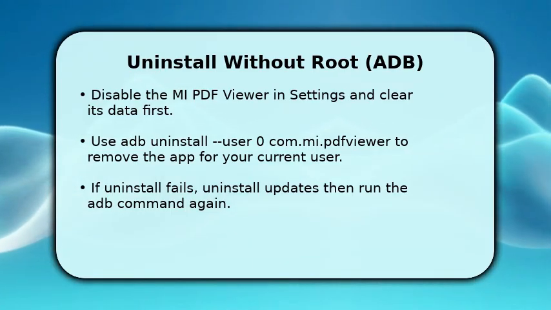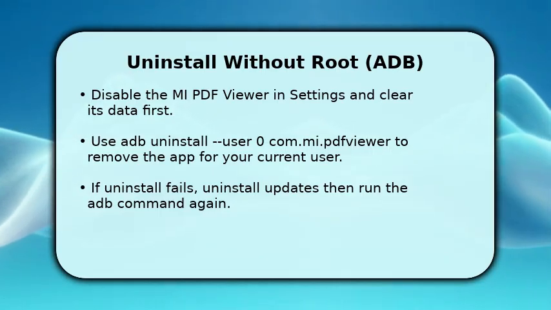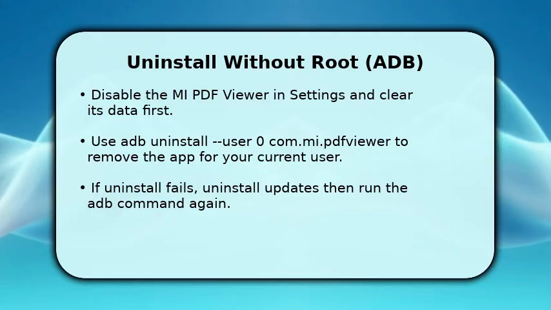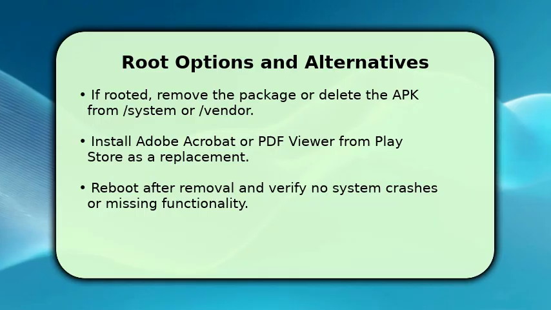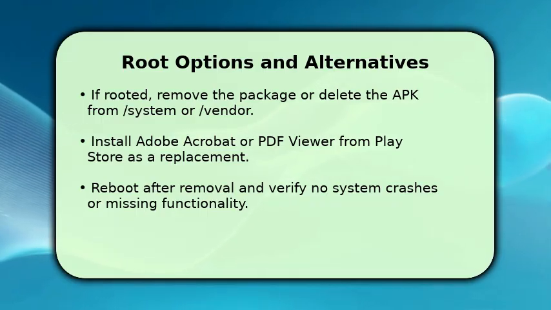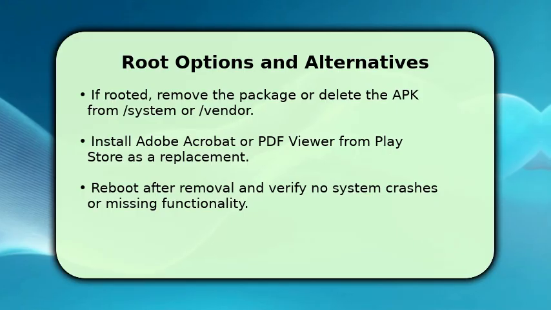If rooted, create a full NANDroid backup before changing system apps. Then use pm uninstall -k --user 0 com.mi.pdfviewer or remove the APK from /system/priv-app safely.